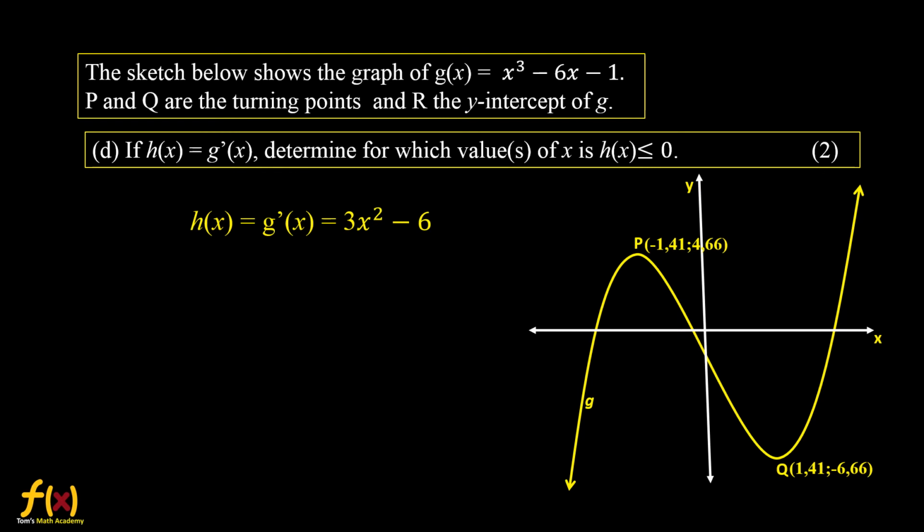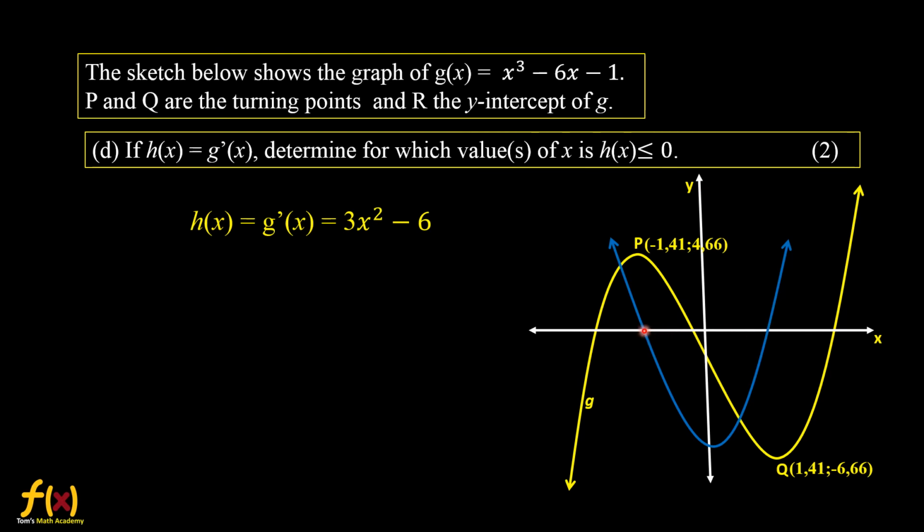Here we get g'(x) or h(x) as 3x² minus 6. What is 3x² minus 6? I can explain it to you. It's a quadratic expression, which is a parabola. If I draw the graph for explanation, here is the parabola. Now the question is, h(x) is less than or equal to 0. That is the negative part of the parabola, and what are the x values there, between the x-intercepts?